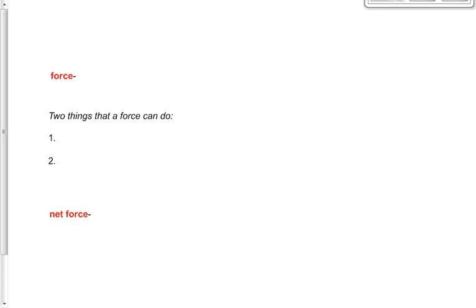Now, we defined on Friday, as well as maybe in grade 8, grade 7, grade 6, I'm not sure when it was you defined force for the first time. It's a push or a pull. And we talked about the two things that a force can do. The first thing is that it can cause an object to accelerate. And that acceleration could include speeding up. It could include slowing down. It could include stopping or starting. It could include even changing direction.